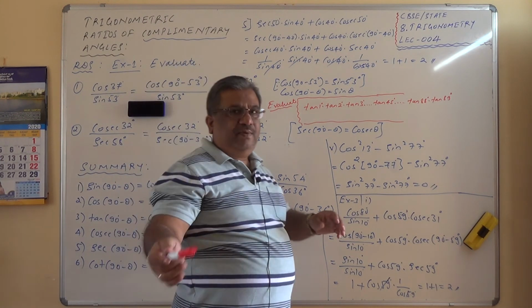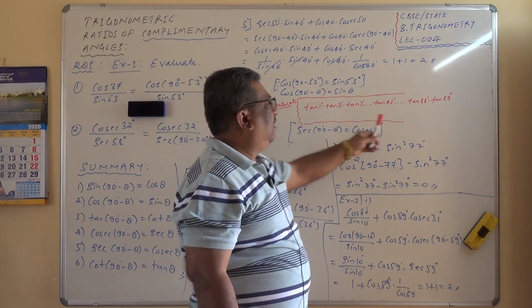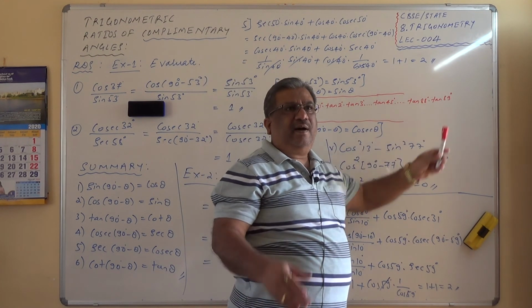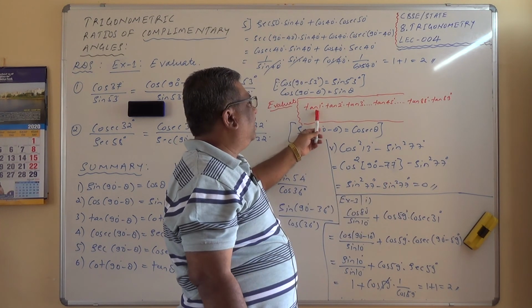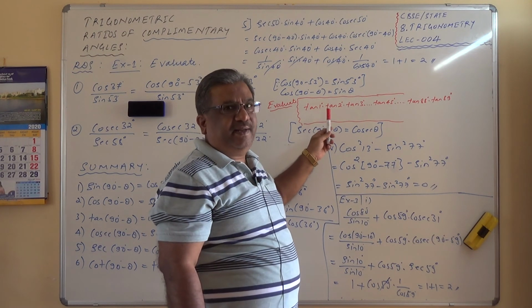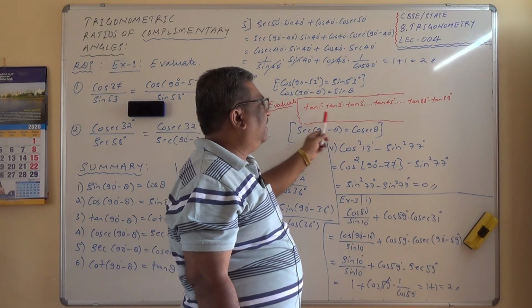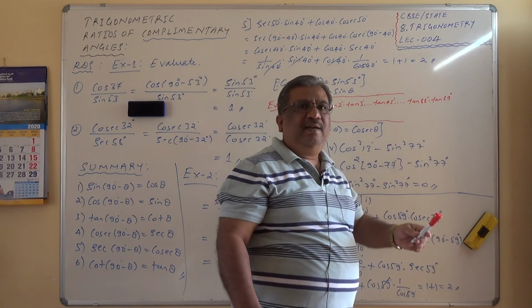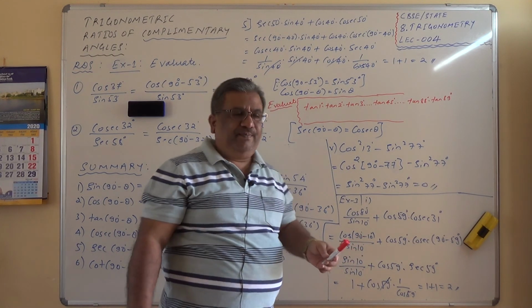Just to give you a hint, tan 1 degree and tan 89 degrees are complementary to each other. Tan 1 degree can be written as tan of 90 minus 89 degrees. So this will become cot 89 degrees. Cot 89 degrees and tan 89 degrees will cancel each other, because tan theta into cot theta equals 1.